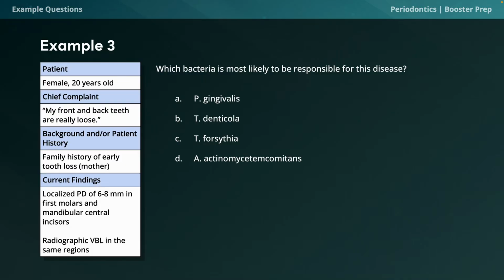Again, pause the video, take some time if you need, but the answer is D, AA. The patient's clinical signs, namely deep pockets and vertical bone loss on molars and incisors at age 20, are all key characteristics of molar incisor pattern periodontitis. Option D, AA, is the key pathogen in molar incisor pattern, and that's what you need to know.